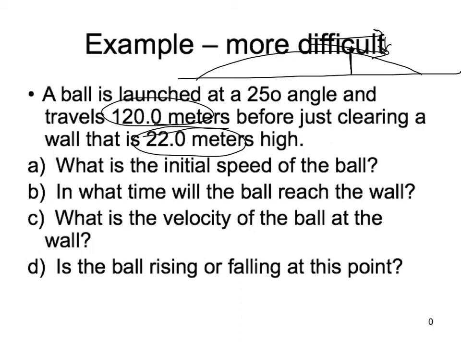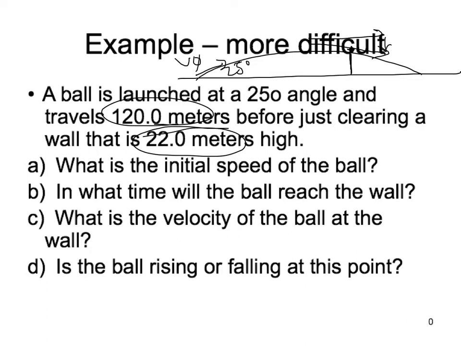They also ask us for the initial speed of the ball, like right to start with, where's that initial speed? And they tell us it's a 25-degree angle. So they give us an x and they give us a y. They just don't tell us what the highest point is. So we can't say, well, v sub y is 0 at 22 meters, because that's not the highest point.